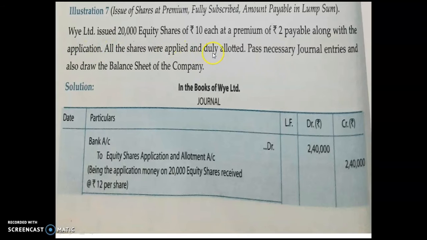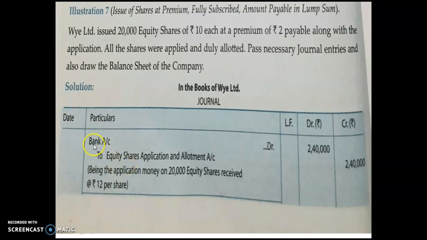All the shares were applied and duly allotted. So all the shares which were issued were applied for and duly allotted. You are asked to prepare a journal entry and draw the balance sheet of the company. So let us move to the solution of this question. The first thing you have to write here is in the books of Y Limited journal. Then here is the journal entry.